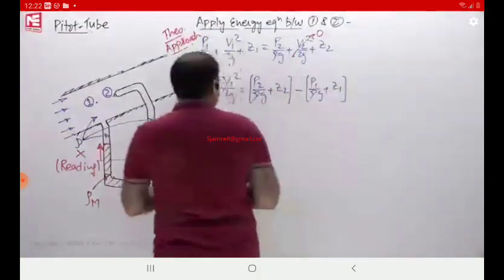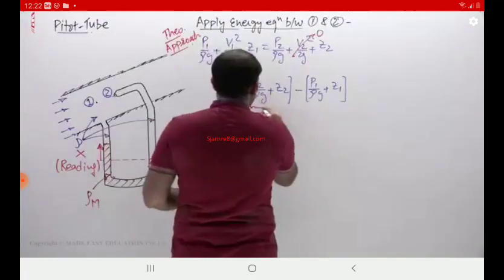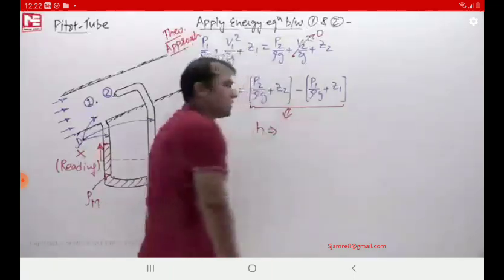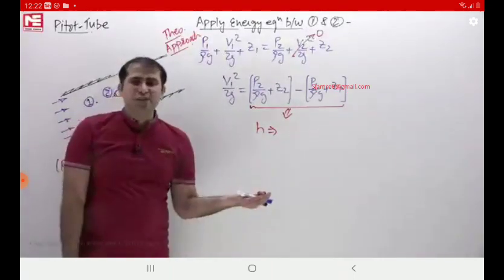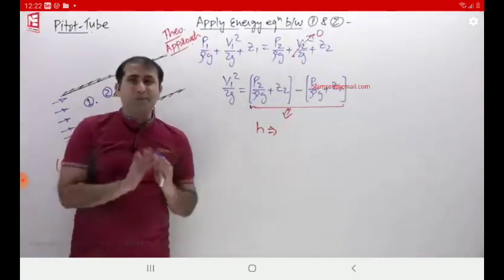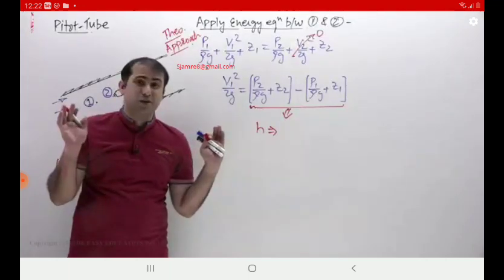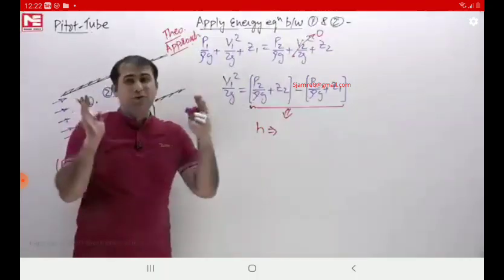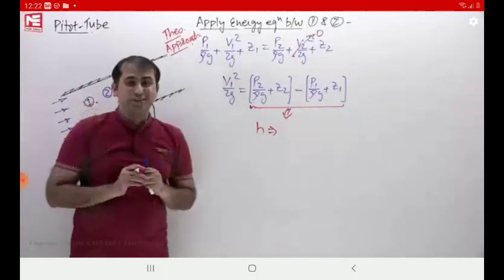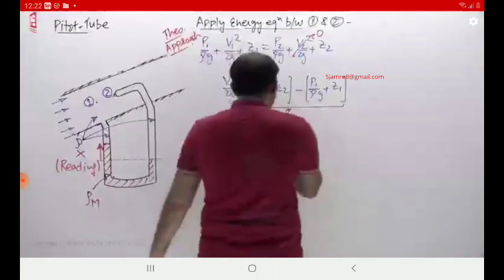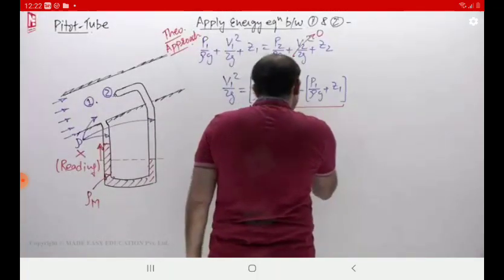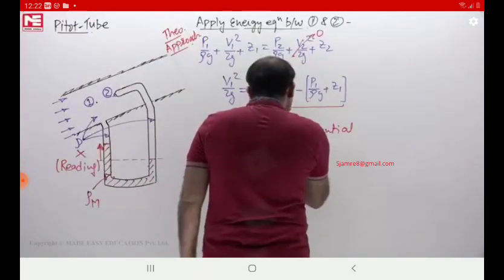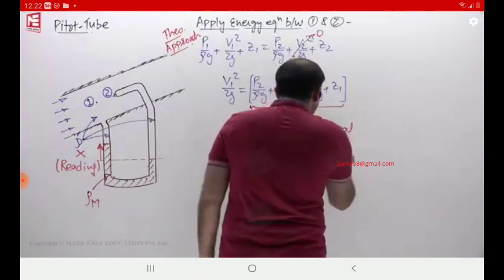Now my point of discussion here, you are looking at this H, and this H is the differential head of the pitot. I used the term differential head earlier in the venturi meter when we were dealing with numericals. I told you that the piezometric reference is the differential head. So this is the differential head of the pitot tube.